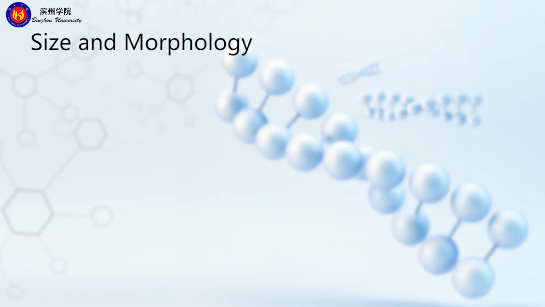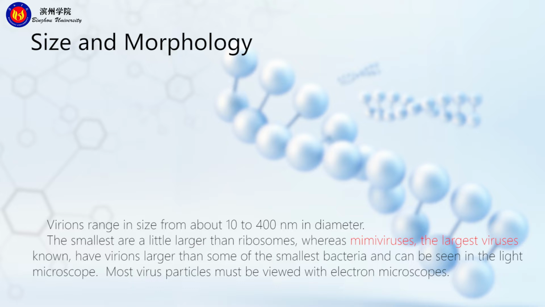virion structure. Virions range in size from about 10 nanometers to 400 nanometers in diameter. The smallest are a little larger than ribosomes. Mimiviruses, the largest viruses known, have virions larger than some of the smallest bacteria and can be seen in the light microscope. Most virus particles must be viewed with electron microscopes.